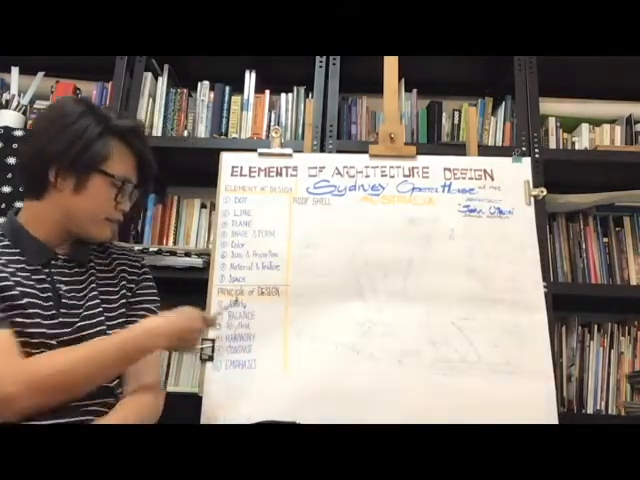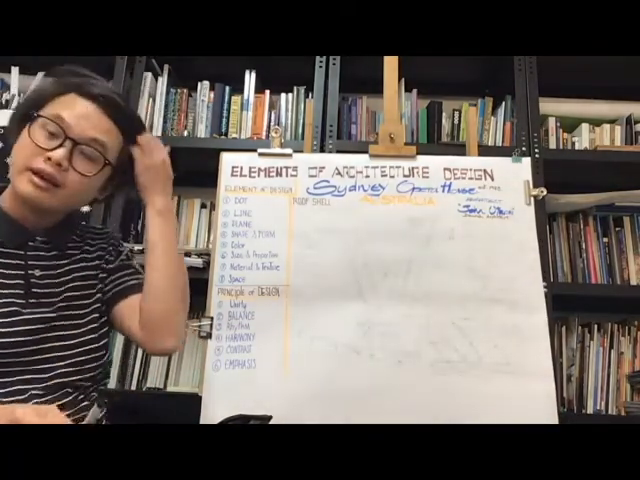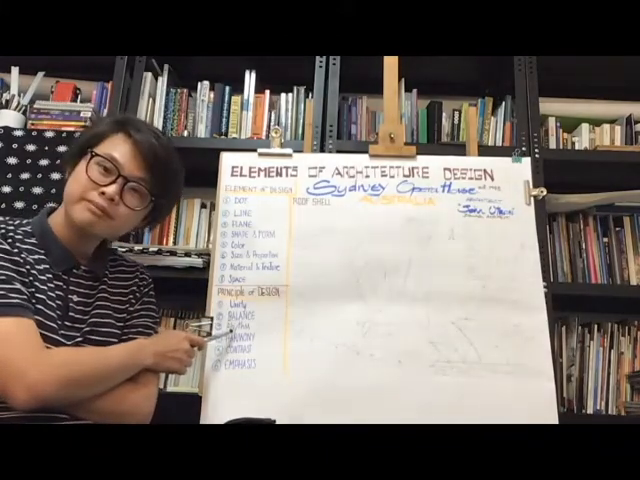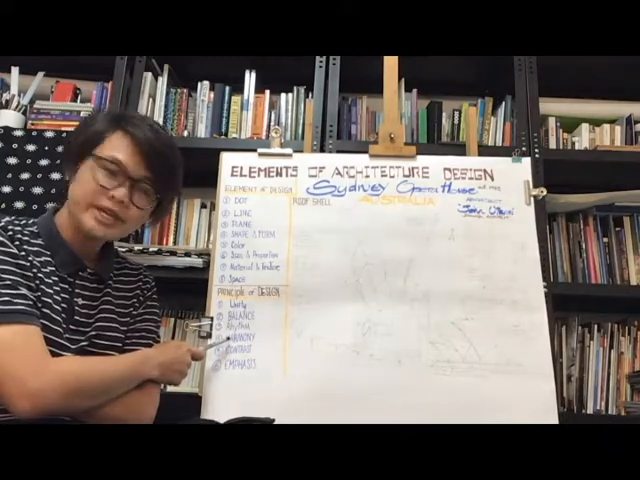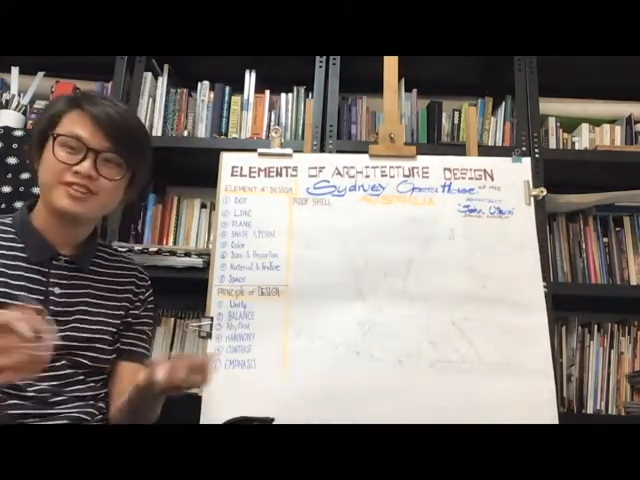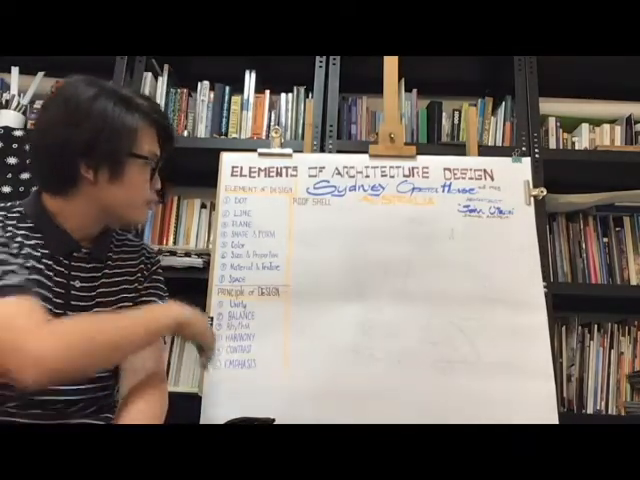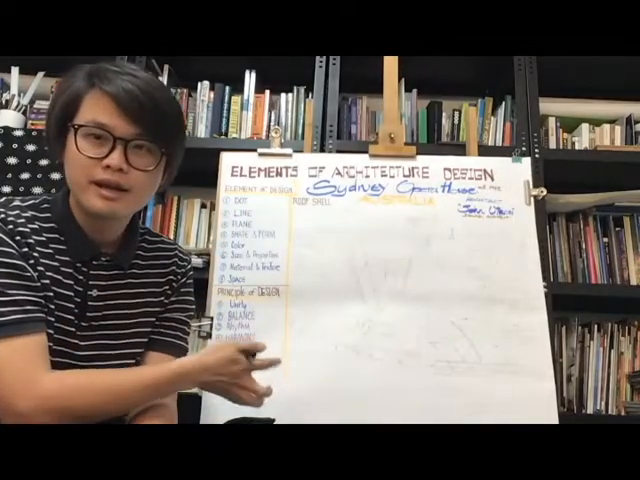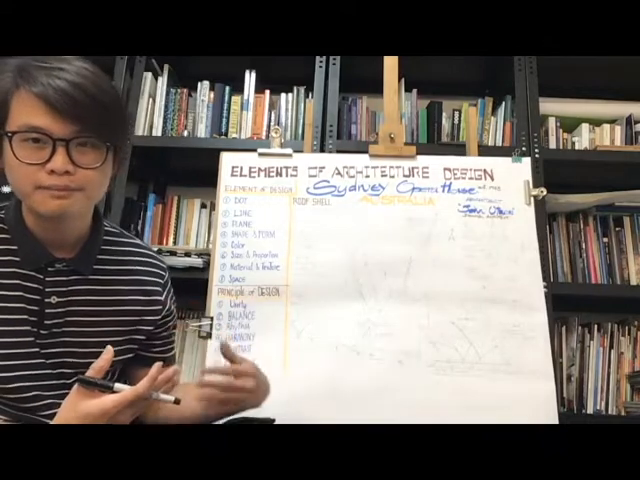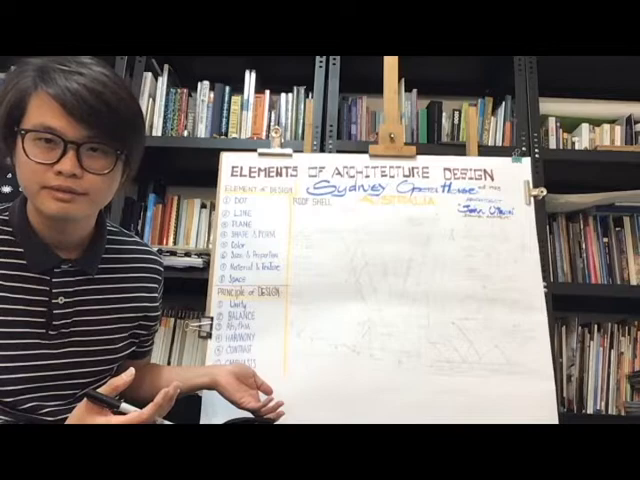We have six principles here. The first one is unity, then balance, rhythm, harmony, contrast, and emphasis. We are going to see how to explain architecture by these elements.